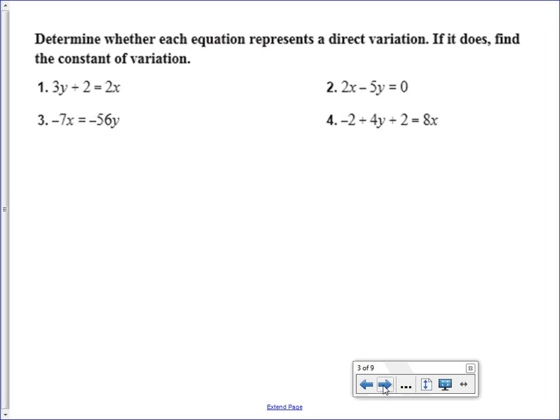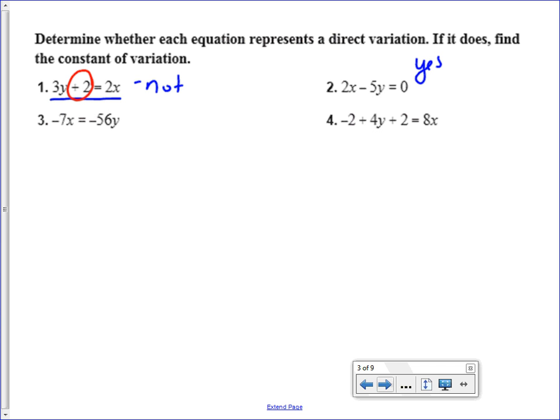So if I look at an equation and try to determine if it's a direct variation, you simply look to see if there's anything besides y's and x's. If there's anything besides y's and x's, like this plus 2, that tells you that this is not a direct variation. Okay? The next one, number 2, if you take a look at this one, all you have is x's and y's. So this is yes, it's a direct variation.